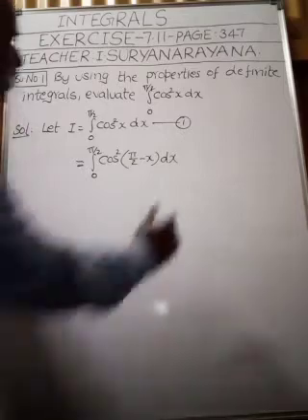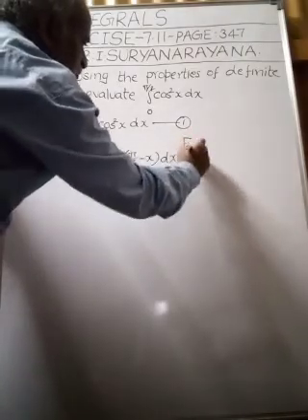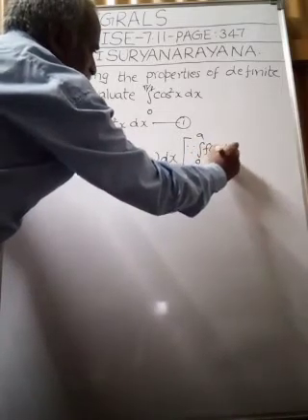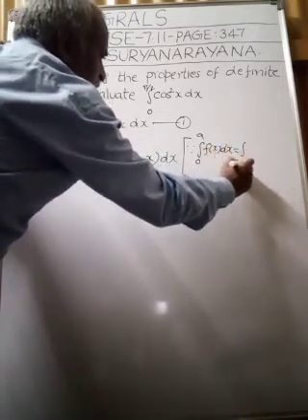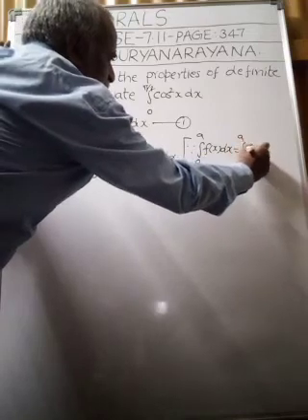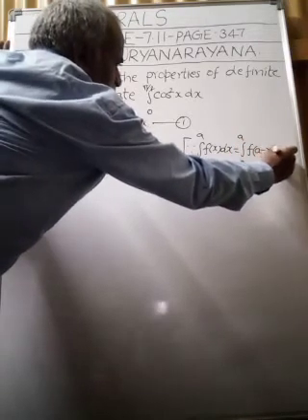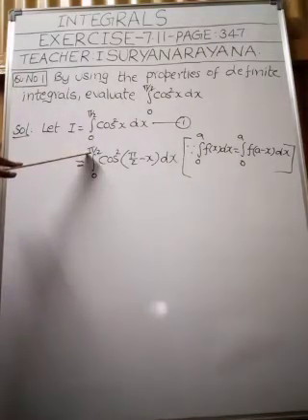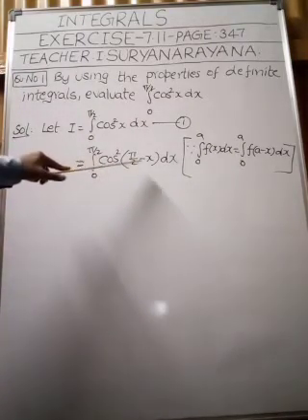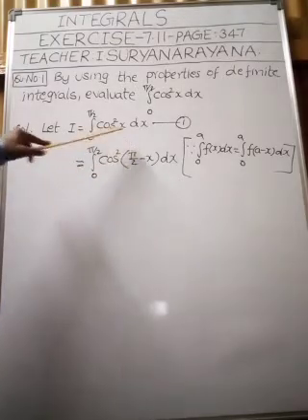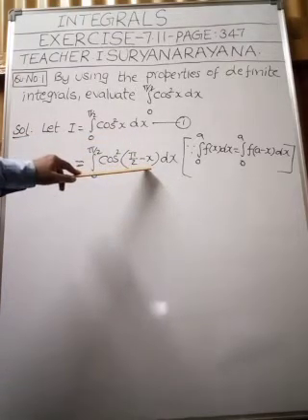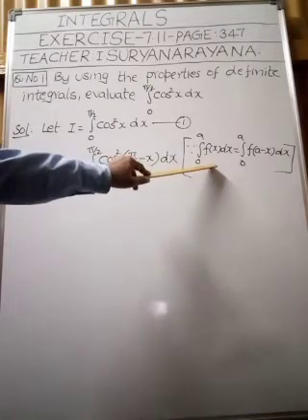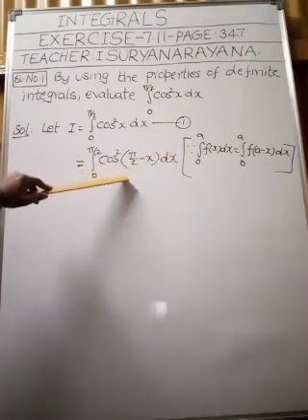I am using this definite integral formula: integral 0 to a f of x dx is equal to integral 0 to a f of a minus x dx, where a is equal to pi by 2. So a minus x means pi by 2 minus x. In the place of x, I wrote here pi by 2 minus x. Understood this step, my children? By using this definite integral property, I wrote this step.